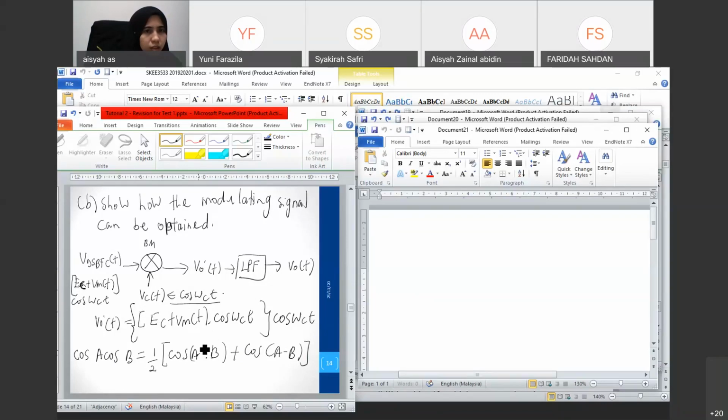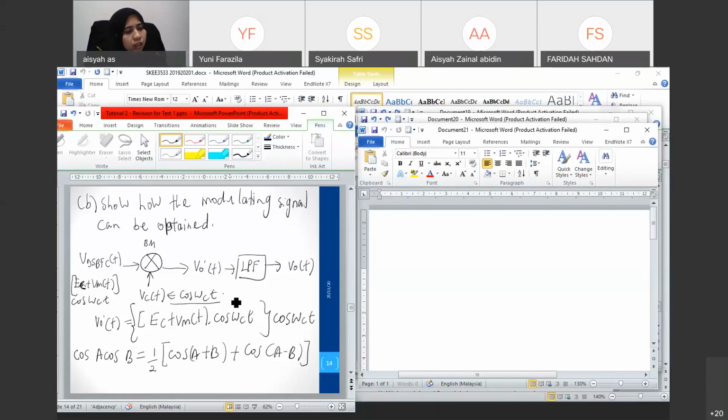So after you expand it and go through the low pass filter, it only passes the low frequency. So for the frequency of omega C, it's removed, so you only get the omega M. Okay, so this is how to show the modulating signal.